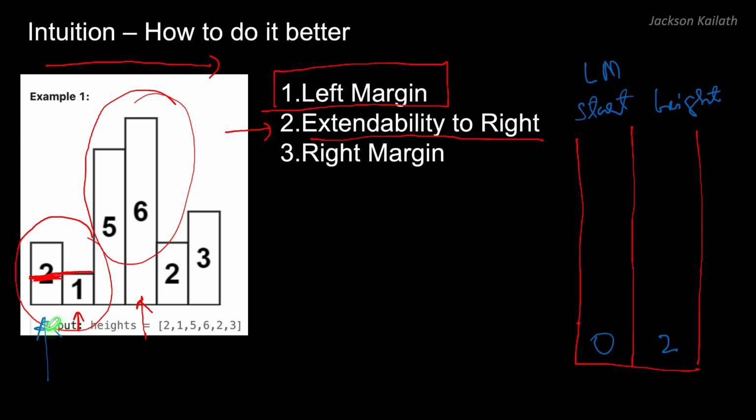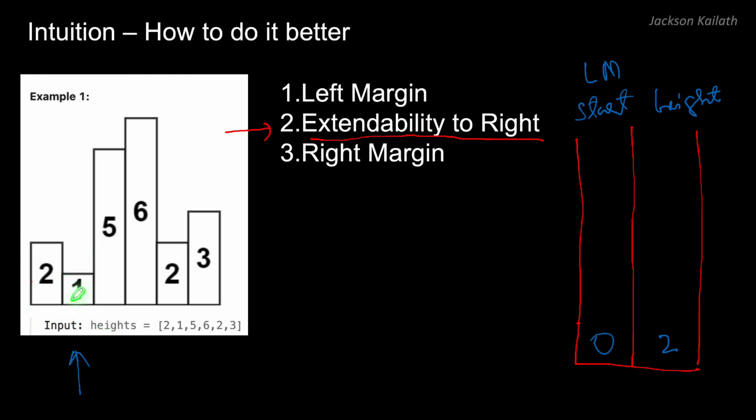Now I come to the next value over here, which is 1. And I see at this point that our aim is to have its left margin be 0, because ultimately I'll be able to extend this one over here, which is something that we have already discussed. Now, as part of extendability to the right, notice that this bar over here, I know its left margin, I don't know its right margin yet.